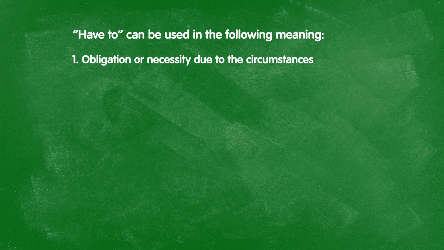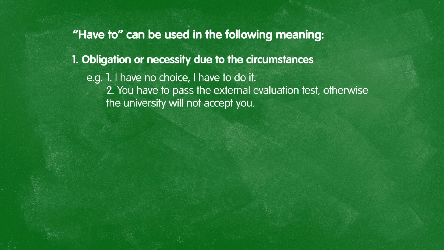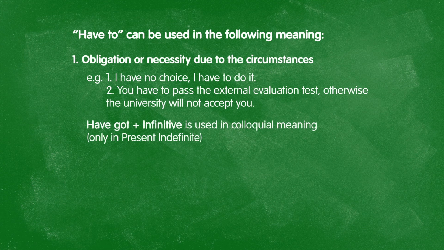Now, have to can be used with the following meanings. First, we use it to express obligation or necessity due to the current circumstances. For example, I have no choice, I have to do it. Or, you have to pass the external evaluation test, otherwise universities won't accept you. Here, have got with the infinitive is used in the colloquial meaning. It's the same phrase, but it's very informal, and it's only used in the present indefinite.